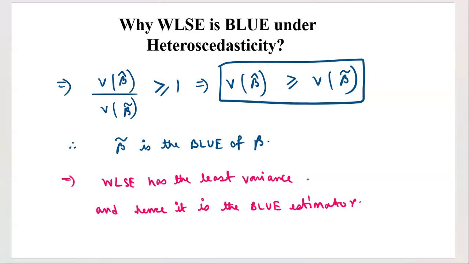So under heteroscedasticity, what we have proved is that OLS is not the BLUE estimator and it is always advisable to use the WLSE estimator. Unless heteroscedasticity is present, the estimators still remain unbiased in case of either OLS or WLSE, but the difference will come only in case of the variance. And we have proved in detail that the variance of the WLSE estimator will be less than or equal to variance of the OLS estimator. And I hope this video is helpful to you.